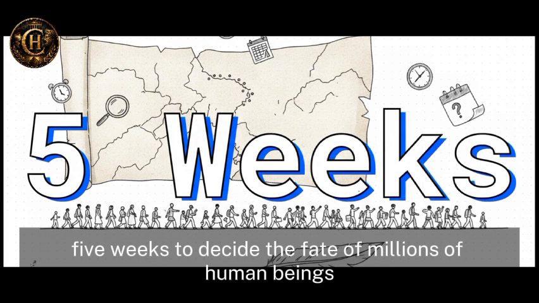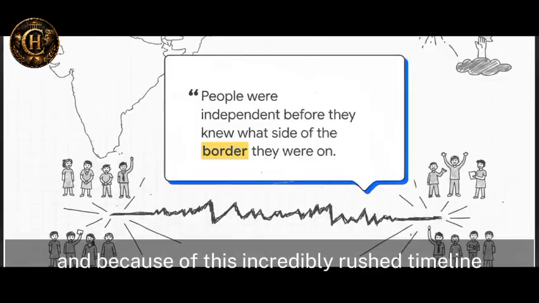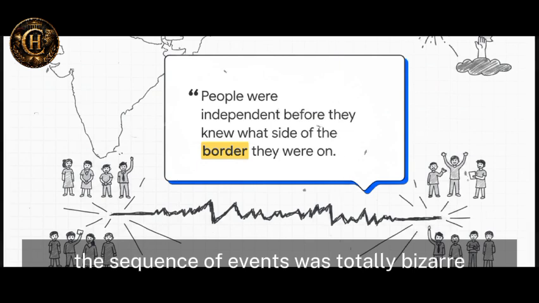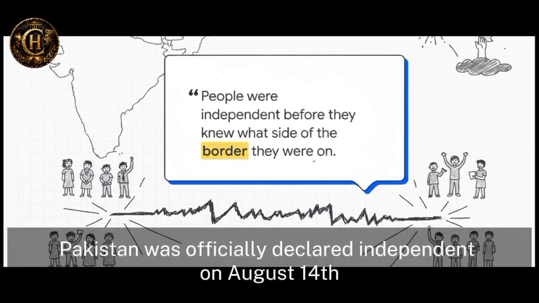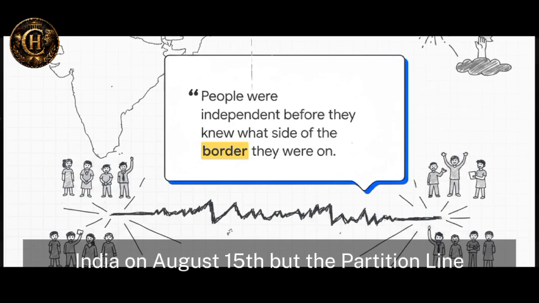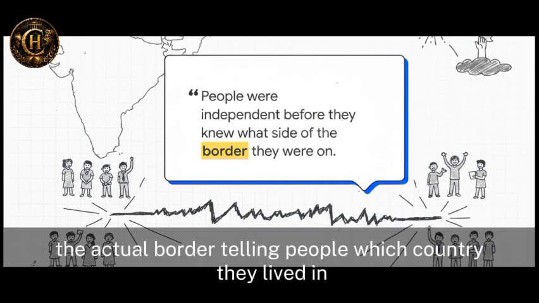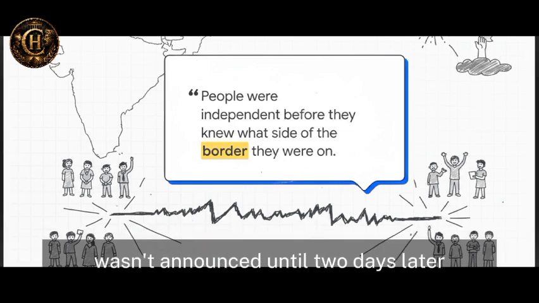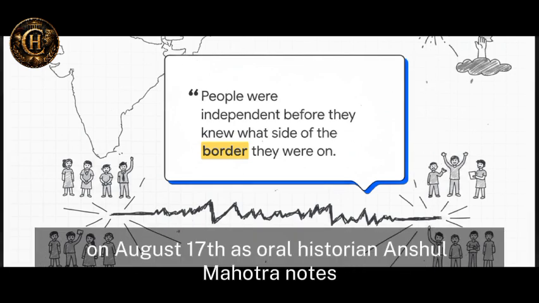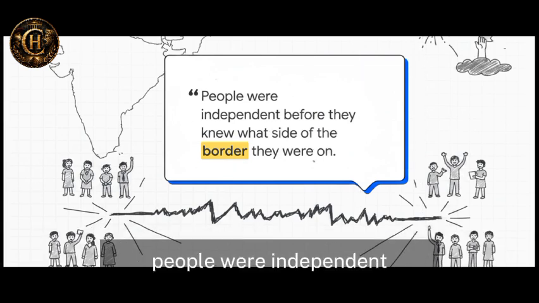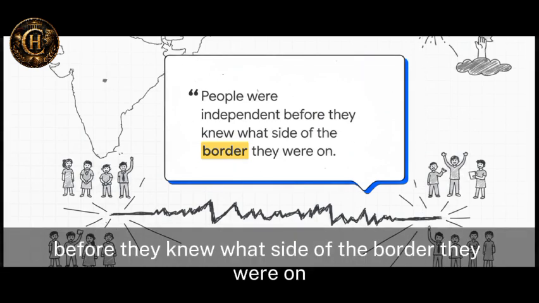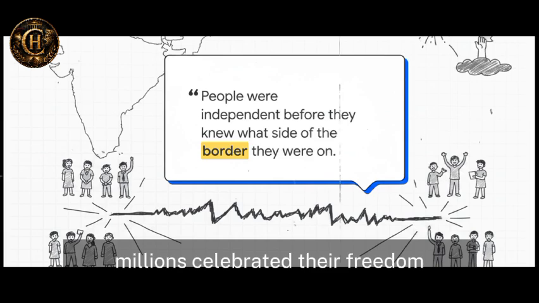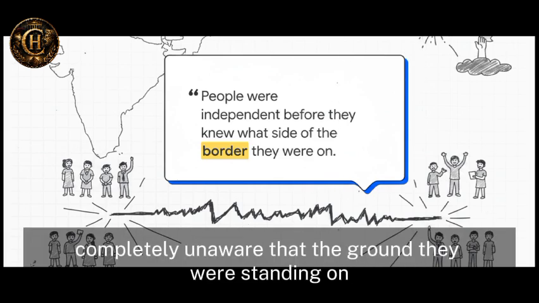5 weeks to decide the fate of millions of human beings. And because of this incredibly rushed timeline, the sequence of events was totally bizarre. Pakistan was officially declared independent on August 14th, India on August 15th, but the partition line, the actual border telling people which country they lived in, wasn't announced until 2 days later, on August 17th. As oral historian Anshul Malhotra notes, people were independent before they knew what side of the border they were on. Millions celebrated their freedom, completely unaware that the ground they were standing on was about to be pulled from beneath them.